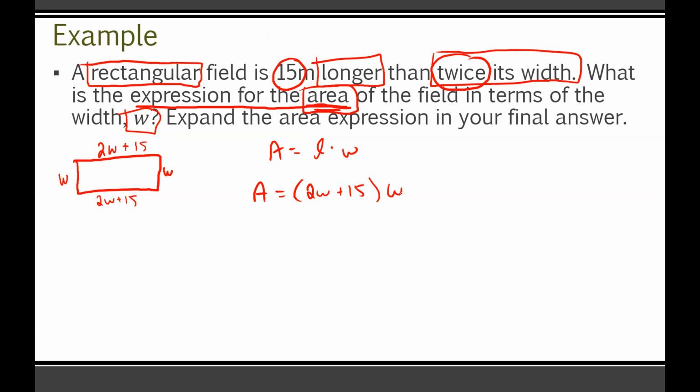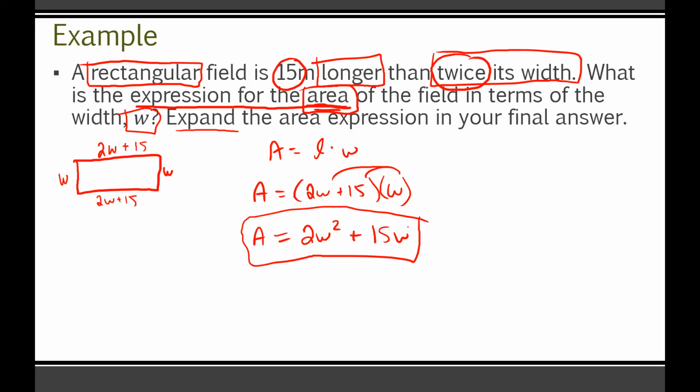And I guess the only last thing we have to do here is it does say expand the area expression. Maybe I should have underlined that as well. Expand the area expression. When we say expand, we just mean don't have something times something. Multiply things through. Notice this W, the width, all by itself on the outside here. That can double dip its way through this. So this is going to give us area equals 2W times W is 2W squared, plus 15 times W is just 15W. And that's, I think, all that one was really looking for there.